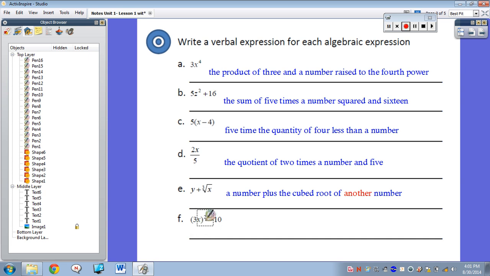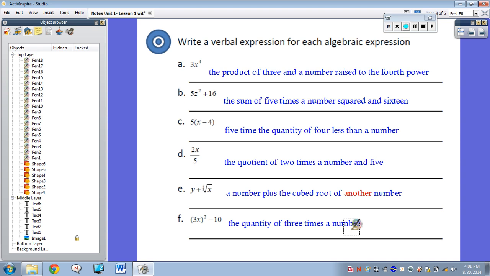Now keep in mind, you've got your parentheses here. Okay, and what's inside that parentheses? You've got 3 times a number, and all of that is squared. Okay, so we're going to put the quantity, because what do we want? What is in the parenthesis? Okay, so you got the quantity of 3 times a number. That's what's inside the parentheses, so that's your quantity.